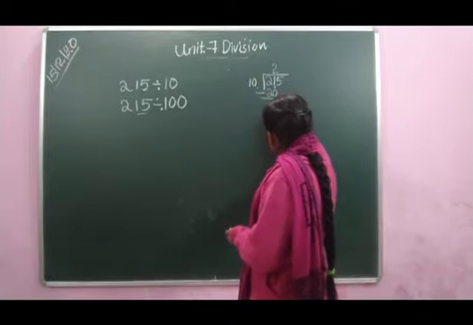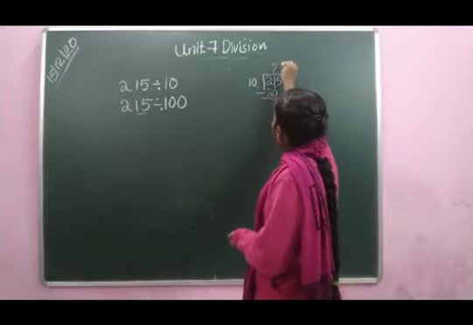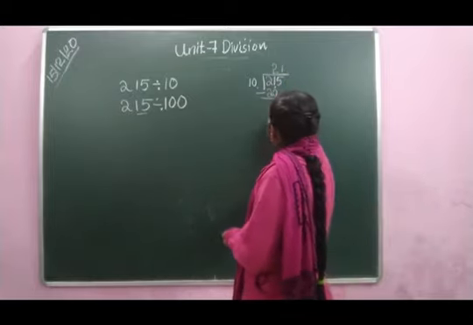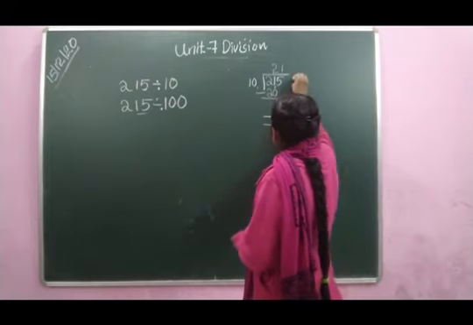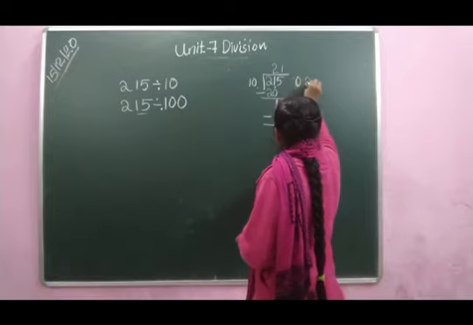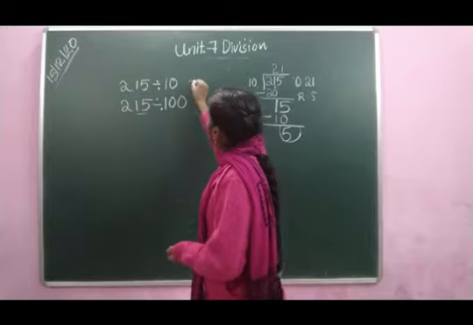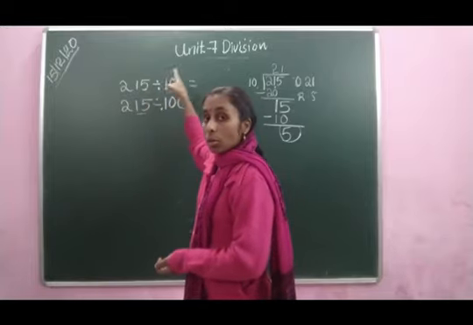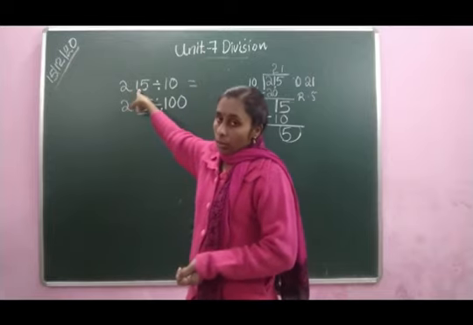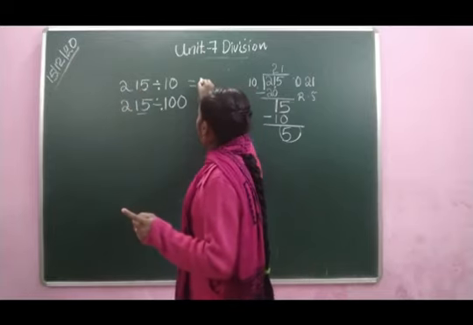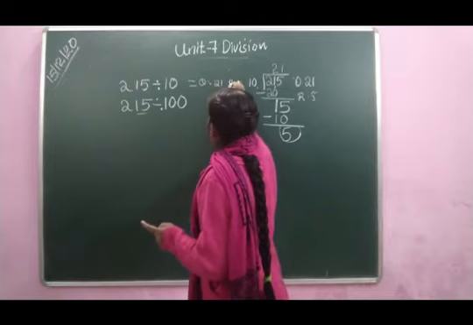Now we have got 1, then 5. How many times? 1 time. 1 ten is 10, and do the subtraction. 5 is the remainder. Quotient is 21. Remainder is 5. I have told you that the last digit changes into the remainder and the first 2 digits change into the quotient. Quotient is 21 and remainder is 5.